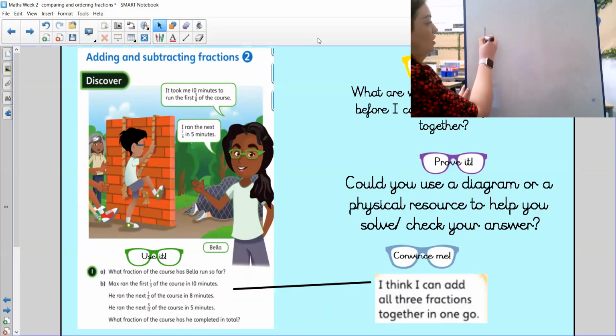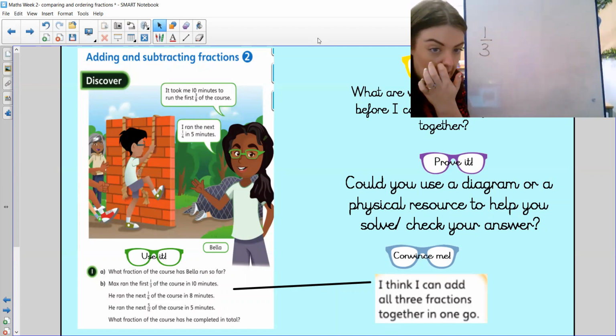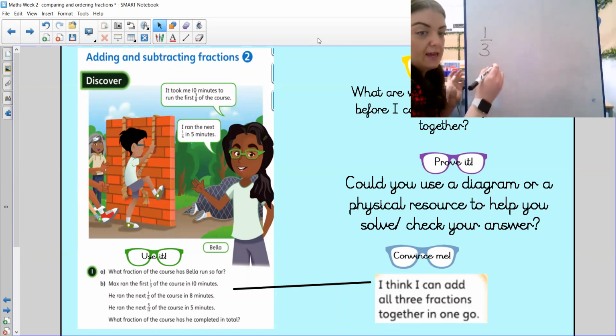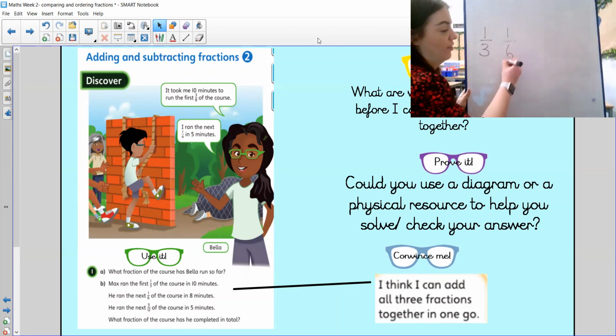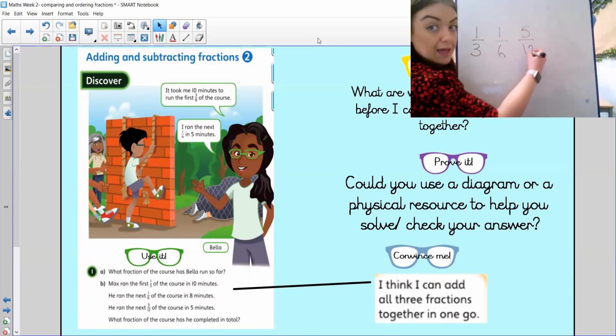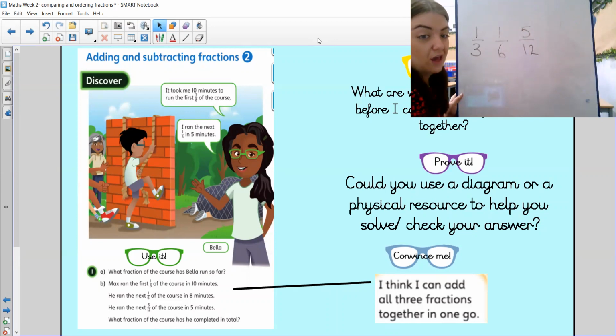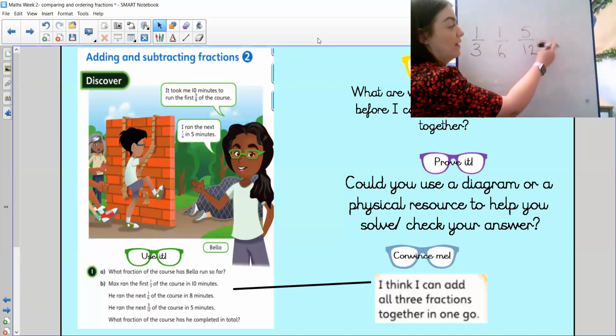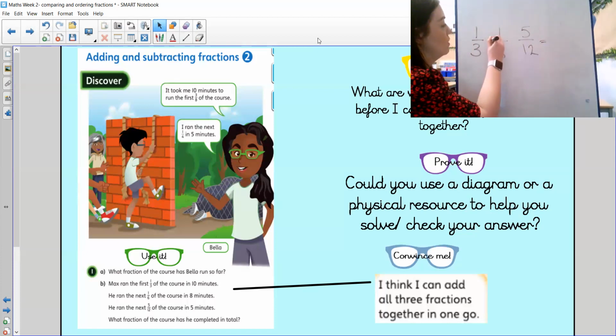Okay, so 1/3 then. He ran 1/3, Max. He ran 1/3 in 10 minutes. He ran the next 1/6 in 8 minutes, sorry. And then he ran 5/12 in 5 minutes. Okay, so another question that I could have asked is how long did it take him to run this distance? You might have also figured that out. So he ran this bit, then this bit, then this bit. And it's asking me how much did he complete in total. So again, that keyword, I'm finding the total, which tells me that I'm going to be adding these fractions together.